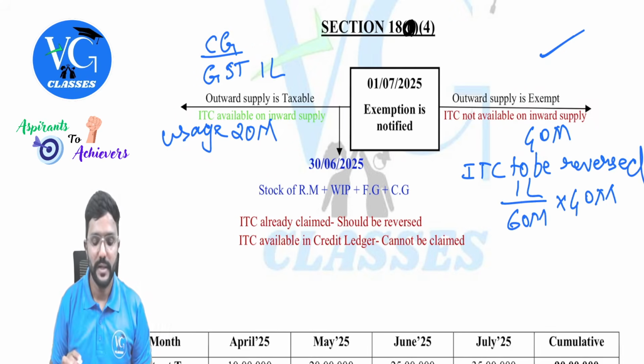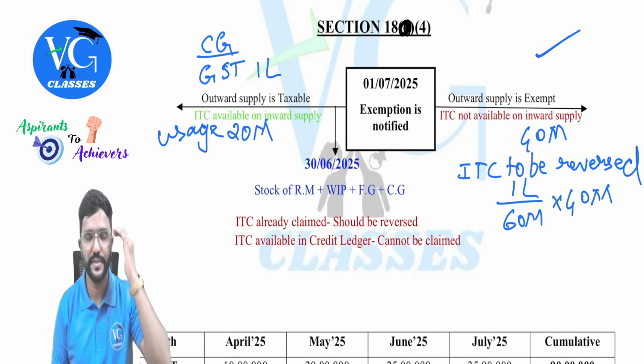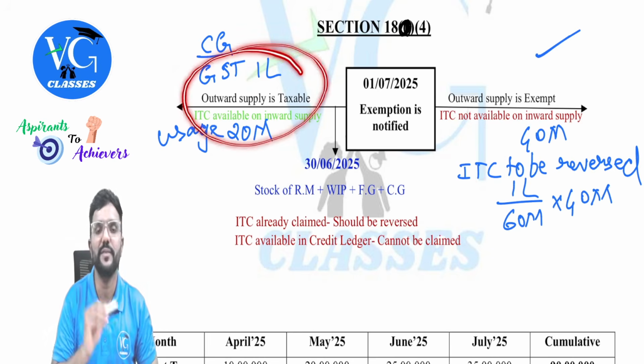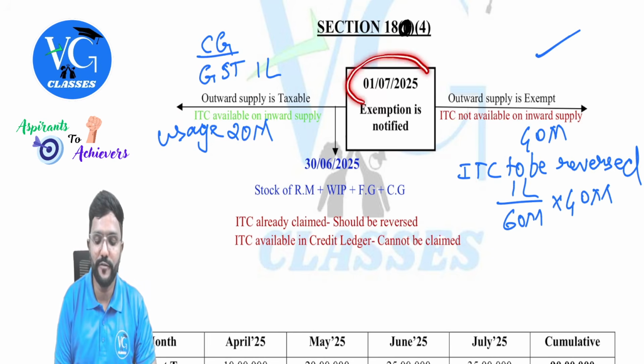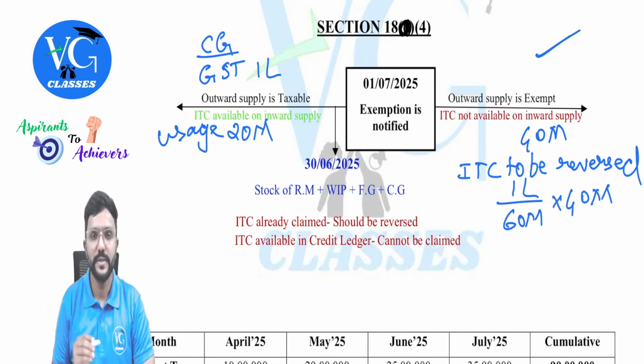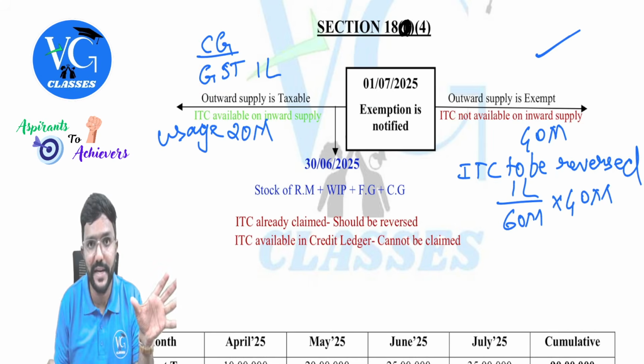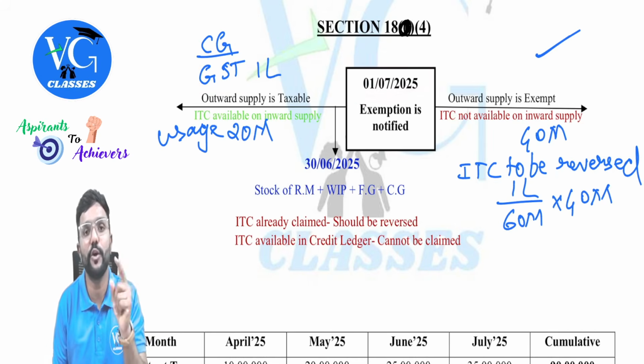For example, assume I have purchased a capital goods on which I have paid GST 1 lakh rupees. When did I purchase it? When my outward supply was taxable. And before 1st July, assume I already used it for 20 months. Okay. So how much credit? Assume I have already claimed full 1 lakh credit. And before 1st July, I have used it for how many months?